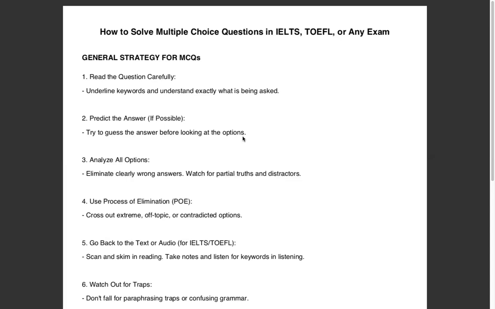So, when you see an option that says the life in Africa is more expensive than in Europe, this is not logical, so you can easily eliminate it. That's why I am asking you to analyze all options. So eliminate clearly wrong answers.